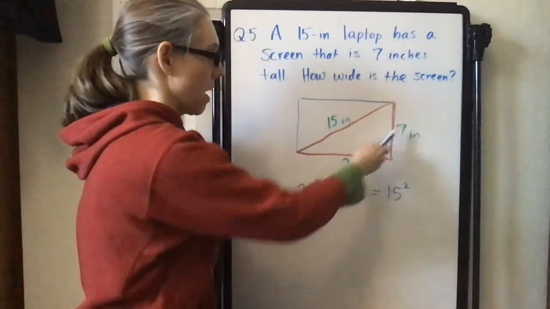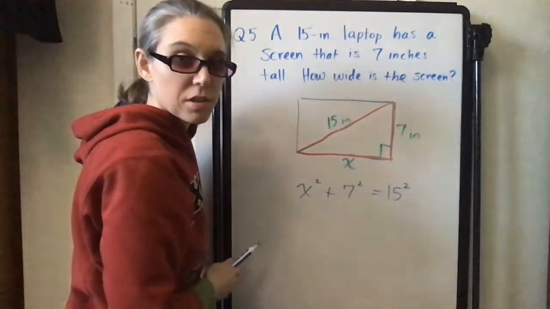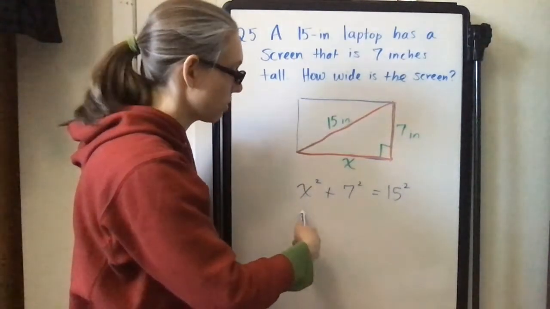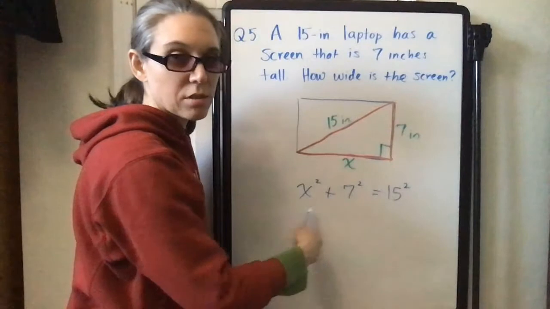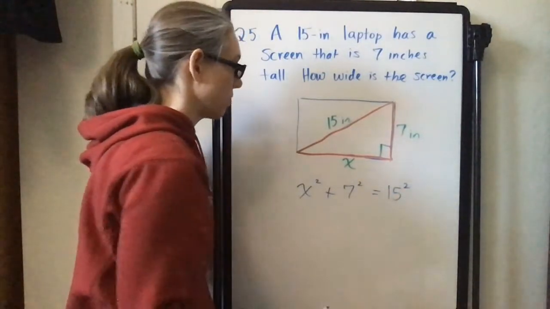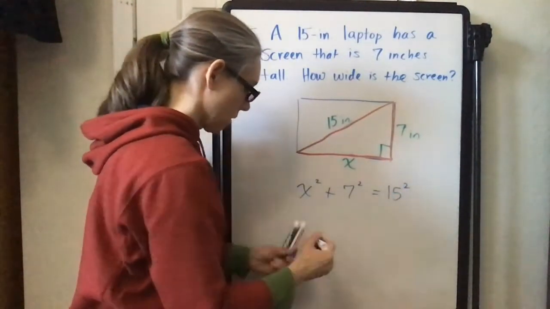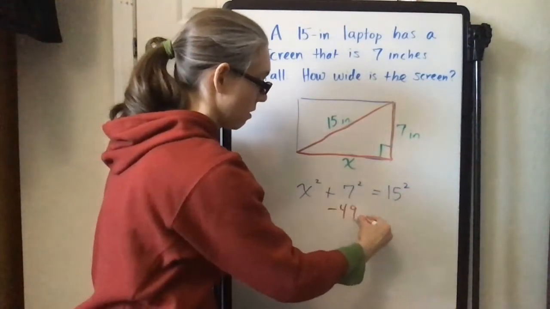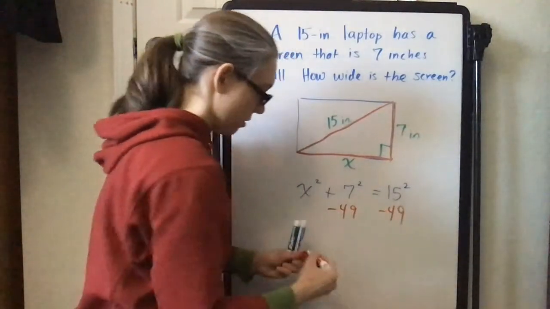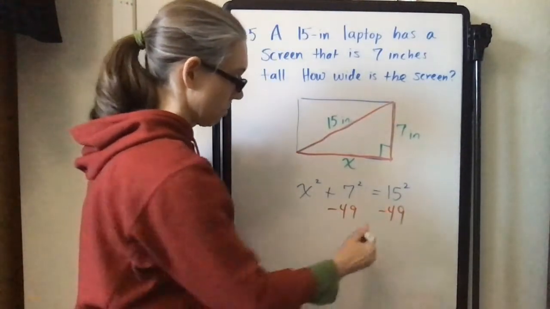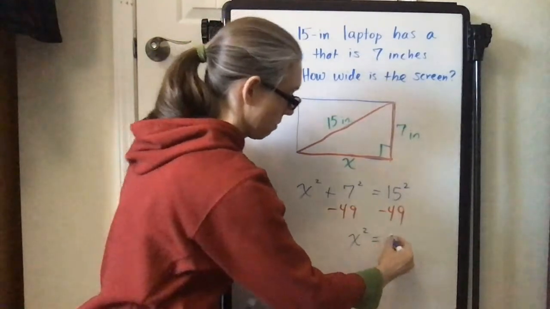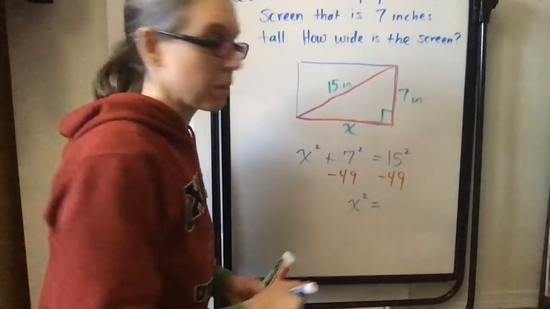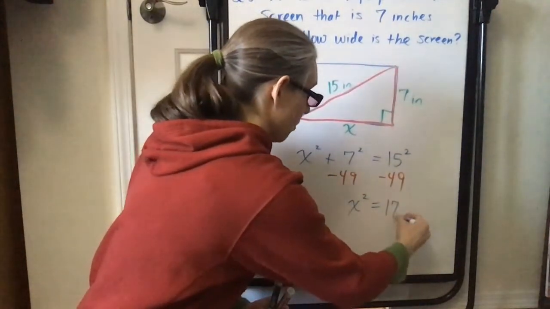Of course, a and b are arbitrary choices, as in the previous problem, so just pick them. Put them in any order you want right here. You can do 7 squared plus x squared, or x squared plus 7 squared equals 15 squared. This is 49, so we're going to subtract 49 from both sides. 15 squared is 225. 225 minus 49 is 176.